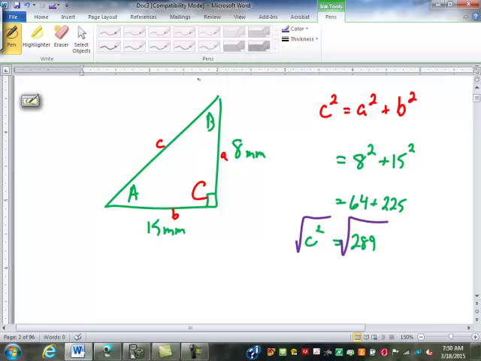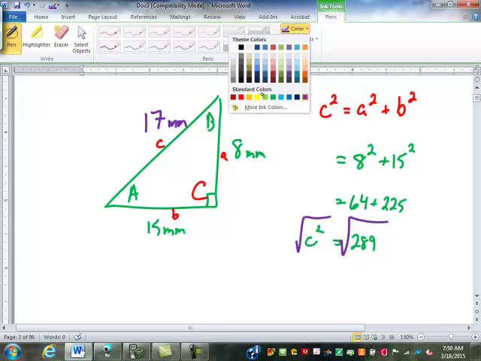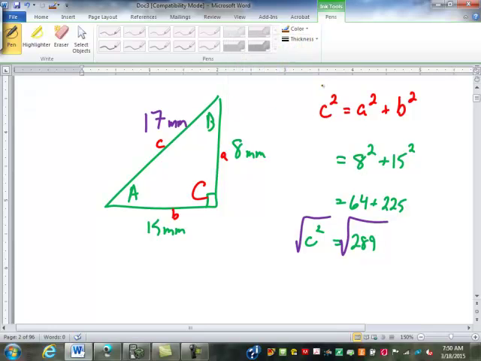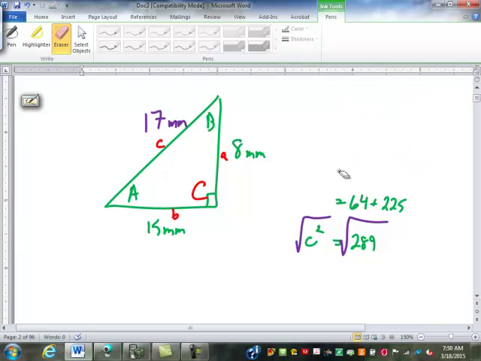What'd you get? 17. Perfect. And of course, everything else is in millimeters, so that'll be in millimeters as well at this point. So now with that triangle, I'm going to get some of this stuff out of the way so you've got some room to write. Just so I keep my triangle on the screen.